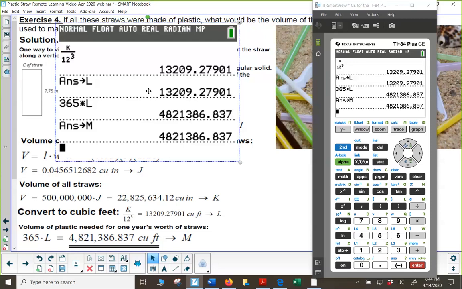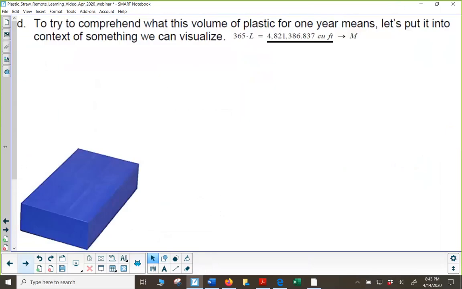But still, this number, 4,800,000, I can't even understand what that looks like. Does that fill up my backyard? Would it fill up Lake Erie? Would it fill up the Pacific? I mean, I don't know. So I want to get that into some kind of context as well. So that's why I'm not finished yet.